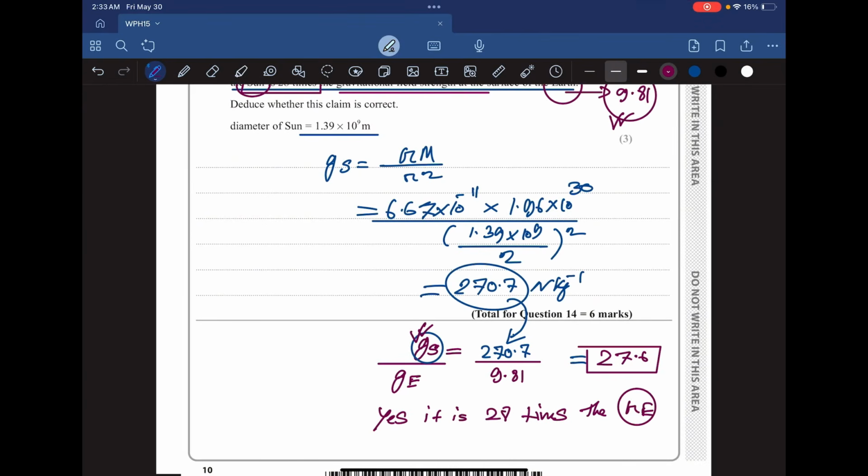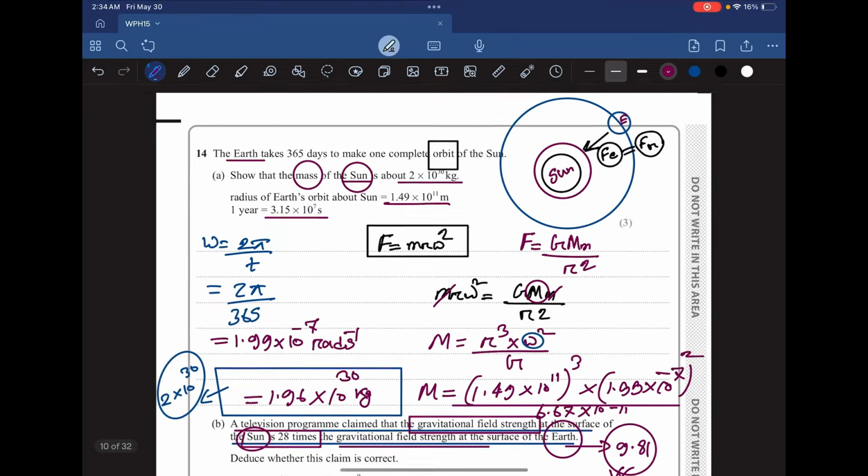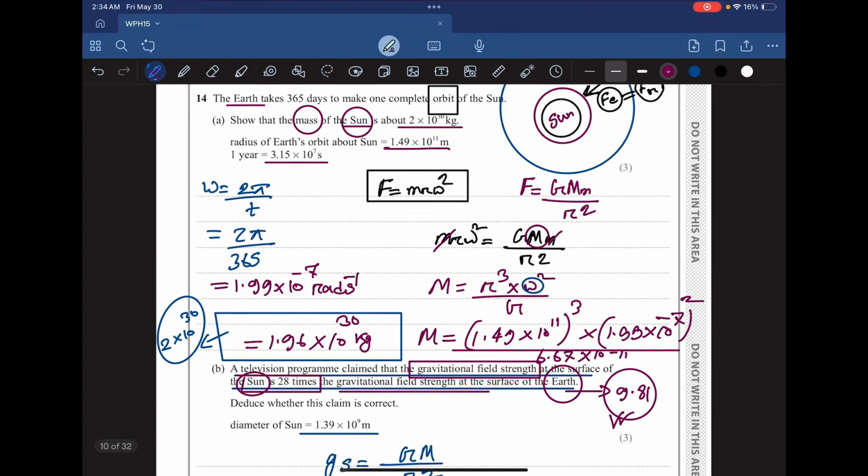Don't write it like this, always write the full writing. I'm writing it like this, so the claim is correct. You should write the whole writing right here, that the gravitational field strength of the earth. Don't write simply like me. I'm just writing it like this to save time and not to make the video big, so that it doesn't get exhausting for you guys to watch the whole video.